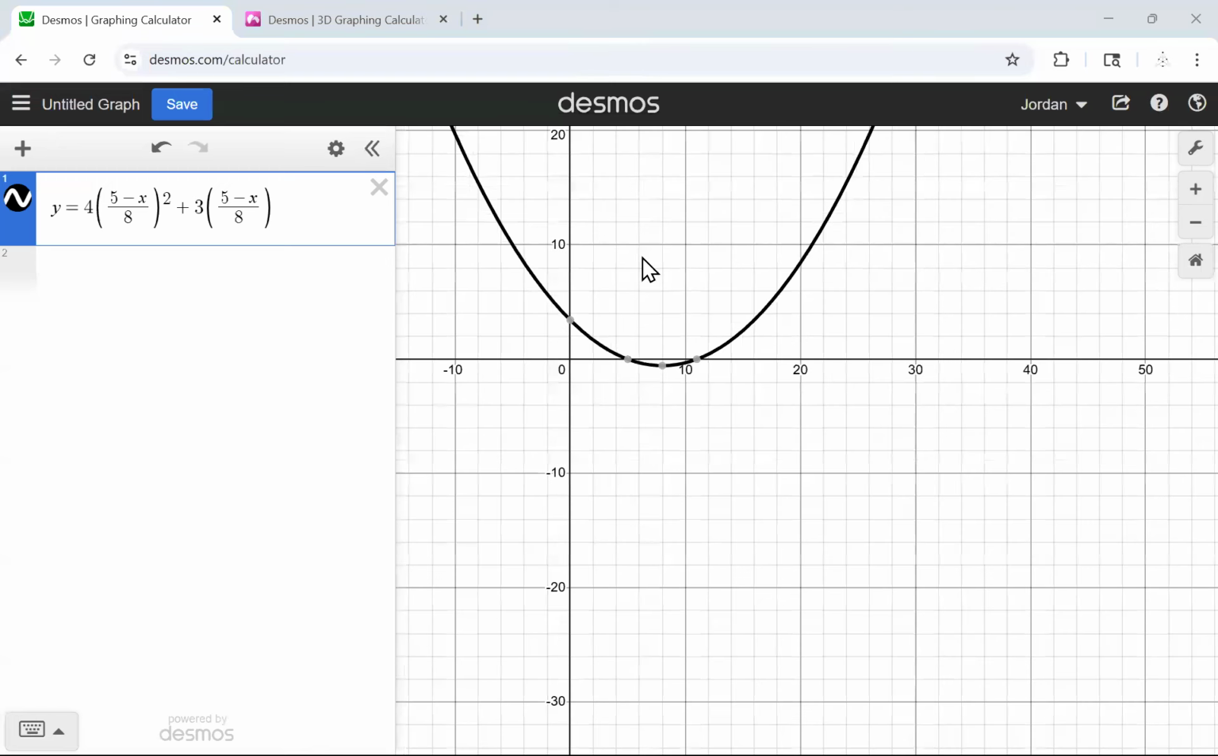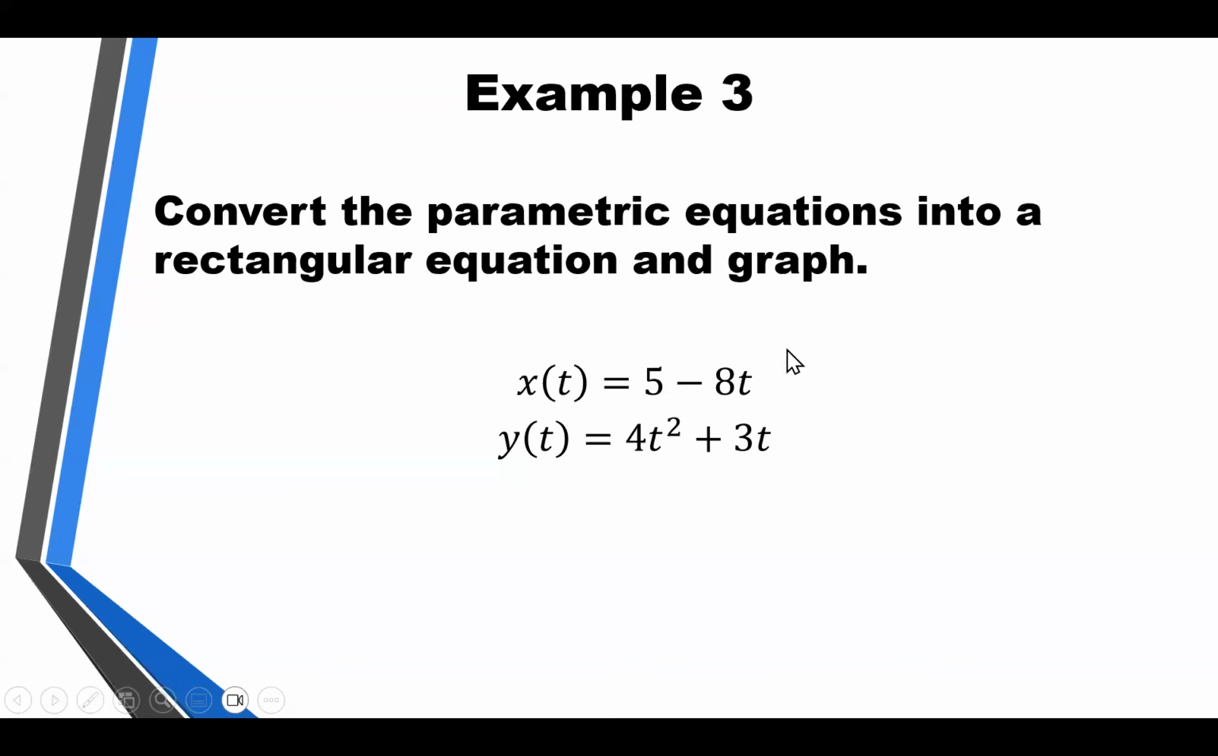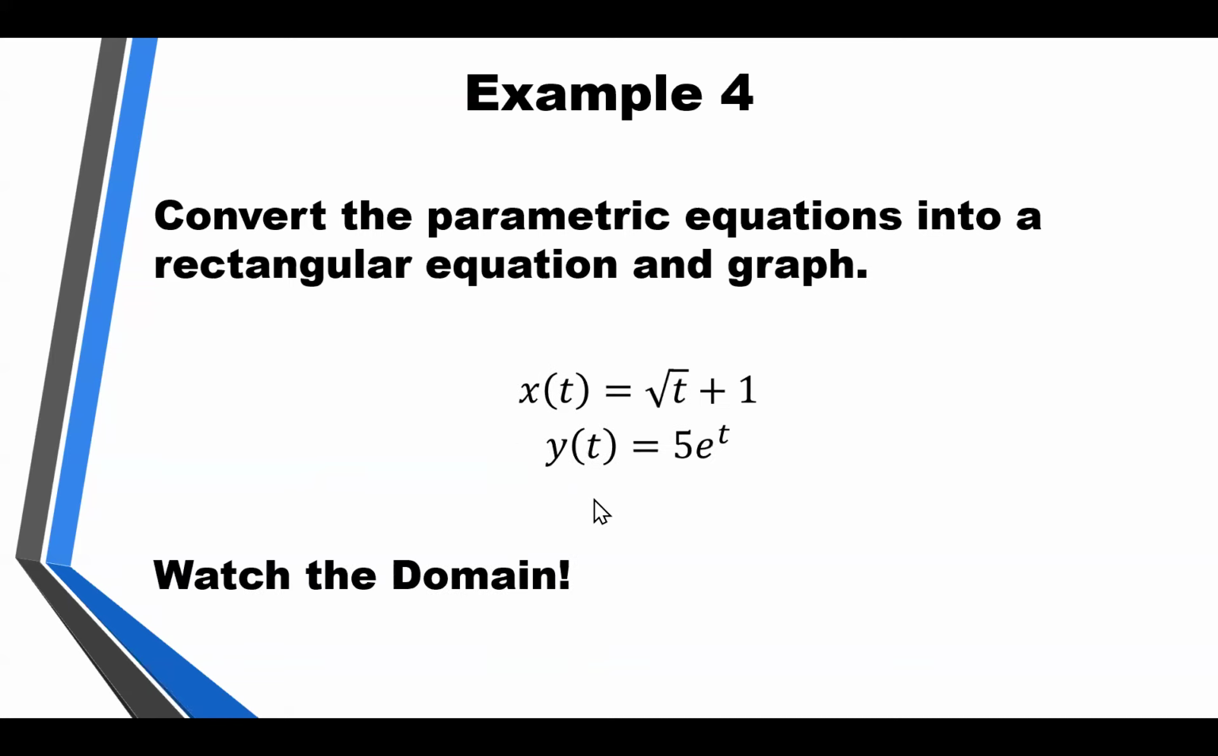So in the rectangular coordinate system, I get this parabola. Again, you can just plot some points if you want to do this by hand, or you can use some tool like I'm using here. So that's how we can convert, in this case. Now, let's do another example.